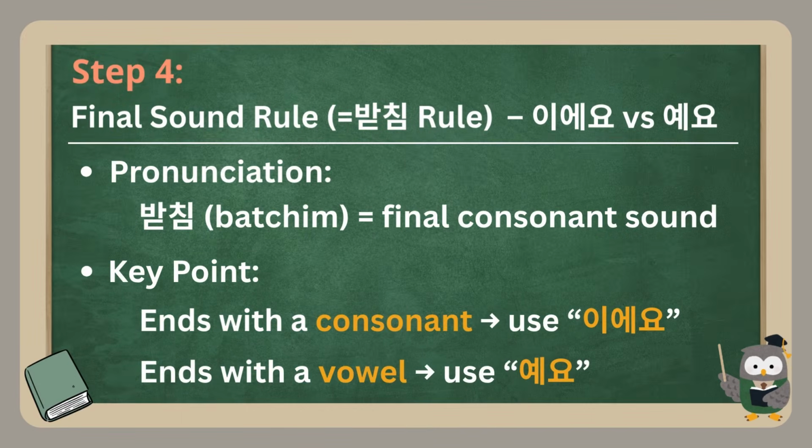In Korean, grammar changes depending on the final sound of a word. This is called Batchim, and it means the final consonant sound. If the word ends in a consonant, we use 이에요. If it ends in a vowel, we use 예요.